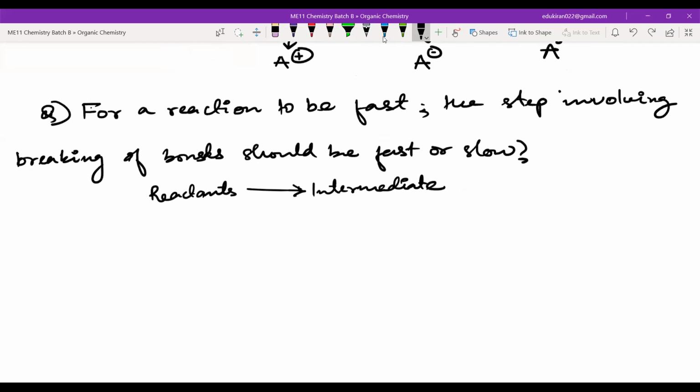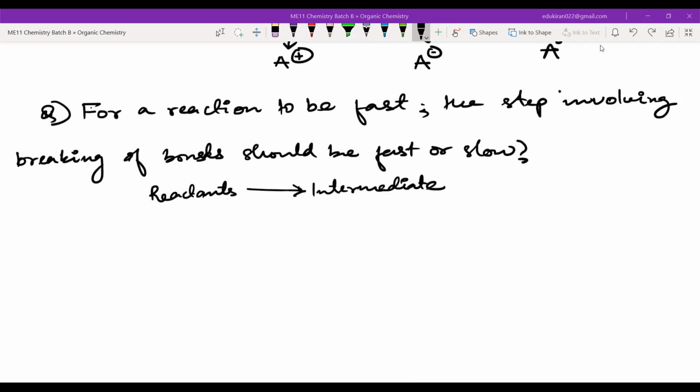Yes, Reba? It should be slow. Why? No, I'm not asking how it will be, how it should be. Like if you want a reaction to be fast, then if it is slow, why will the reaction be fast? Reba, do you understand why it should be fast? Yes, sir. Okay, अच्छा तो आप बस ऐसे उल्टा जवाब देने के लिए स्लो बोल रही थी क्या?